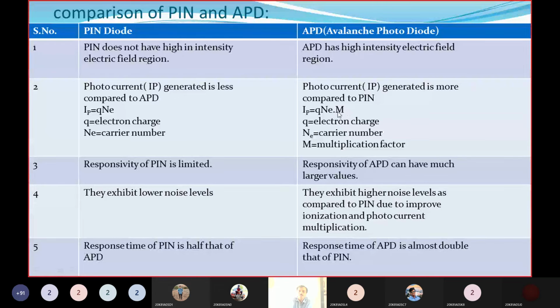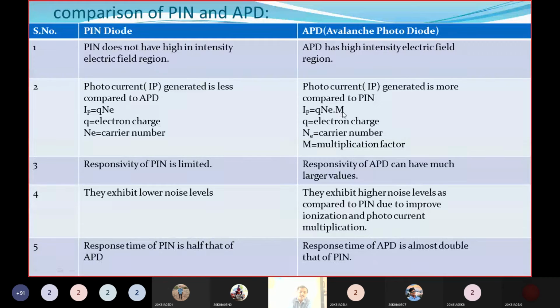So this is the photocurrent only. So Q into Ne is the photocurrent. Here there is another factor, that is the multiplication factor. Due to that multiplication factor, in case of APD diode, current will be generated more. Okay.